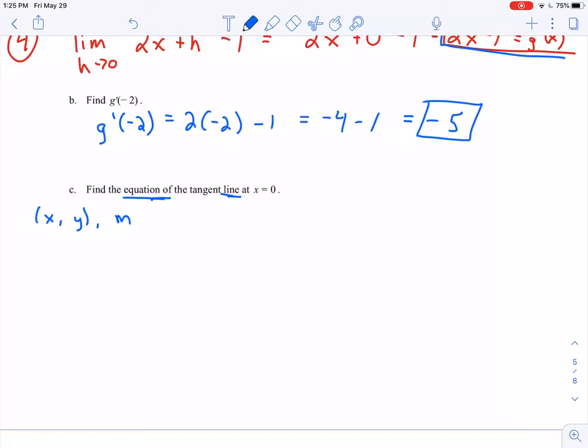So what do I have? I have an x value. I know my x value is 0, which means I need a y value, and I need a slope. So we have to go find these things.